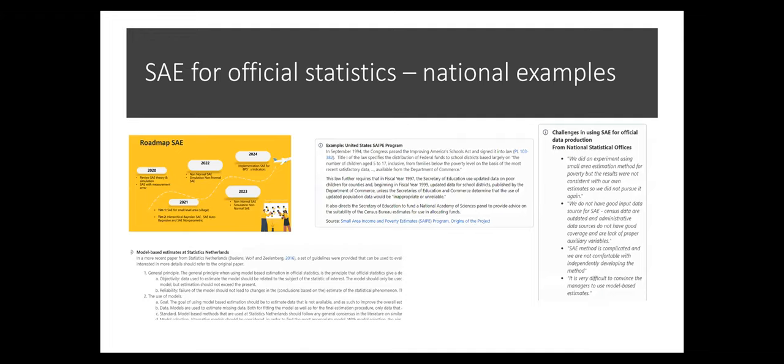So we have examples and quotes from countries, and a lot of reference materials on the wiki page. This is what we have now. The work is still ongoing. The big yellow chart is actually a roadmap for the Indonesia Statistics Office. They built a roadmap for small area estimation for the next 5 years. That's their plan to cover different indicators and also to move from experiment to production.